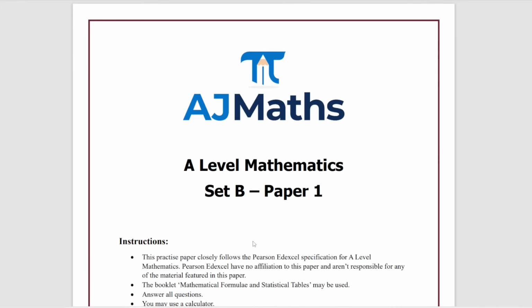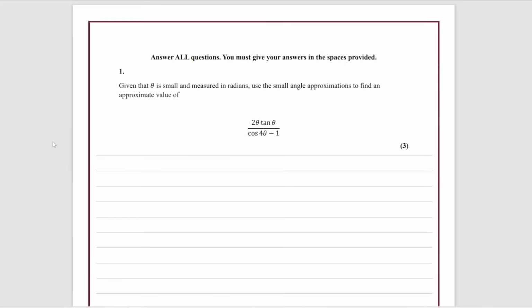Other than that though, I think that's everything that we need here to get started. So let's begin now with paper 1. Starting off then with the very first question, question 1 for this paper. We're given that theta is small and measured in radians. Use the small angle approximations to find an approximate value of 2 theta tan theta over cos 4 theta minus 1. So a nice easy question here just to get us started.